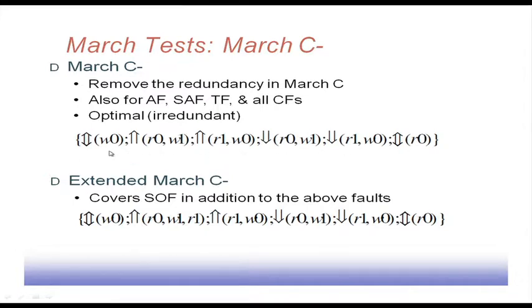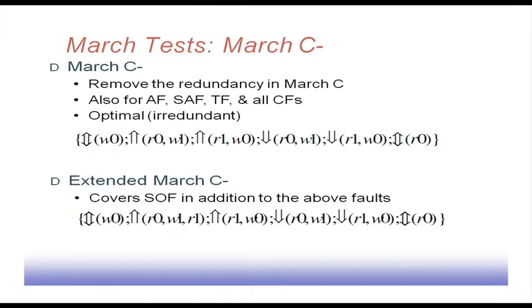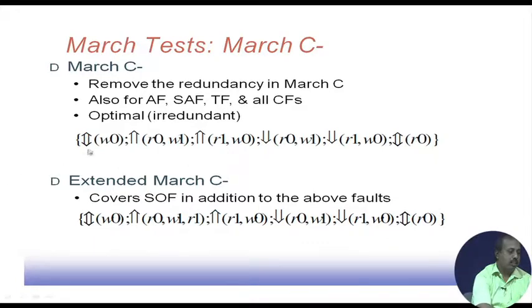Actually, all these are test algorithms. Different people at different points of time have come up with these test algorithms, which is why we are reporting all of them. March C minus is reported to be doing like this: write 0, then read 0, write 1, then read 1, write 0, read 0, write 1. Like that it is done.